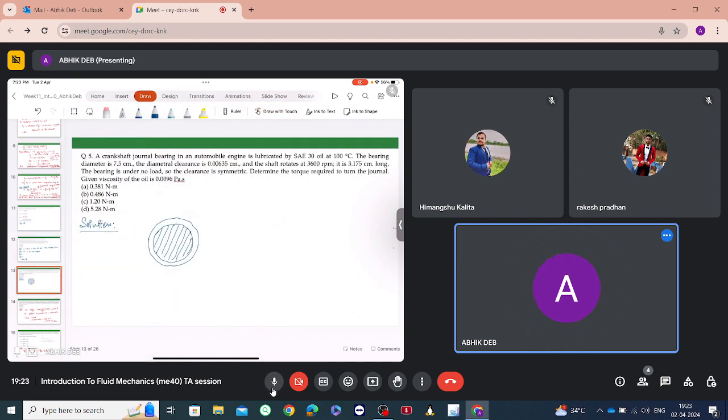So this is the center. At this point there will be this velocity acting. So this is C, and diameter is equal to 7.5 centimeter, and the clearance 2C is 0.00635 centimeter, or C is equal to 0.003175 centimeter, which is very less than the diameter.